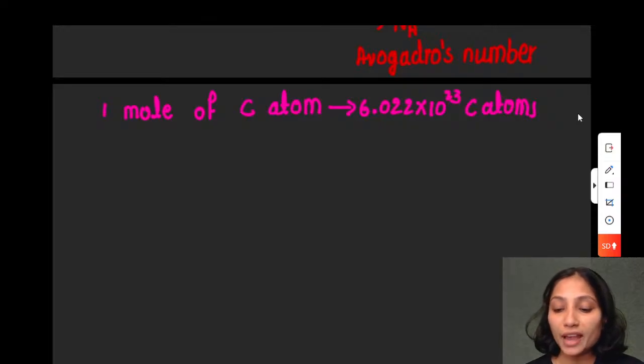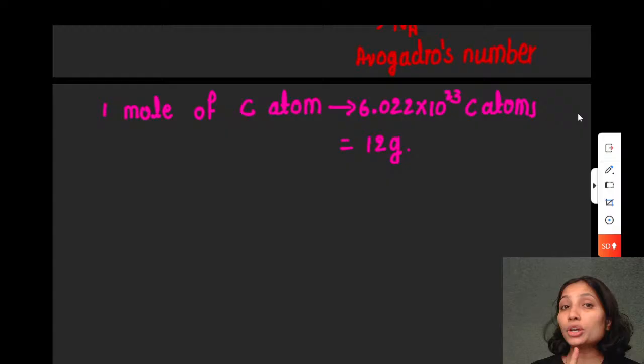And how much do they weigh? They weigh 12 gram. 12 gram, not 12 AMU. 12 AMU is the mass of one atom of carbon, or 12 U is the mass of a single atom of carbon. But 6.022 into 10 power 23 atoms weigh how much? 12 gram. Remember that unit, 12 gram. 12 gram is for 1 mole of atoms, not a single atom.